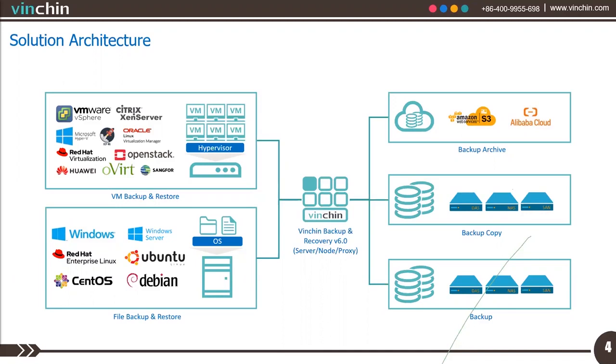On the right side, there's where the backup data goes to. You can have 3 different copies of the backup data. The first one is the original backup. The second one is that you can make backup copies to save a copy of the backup data.